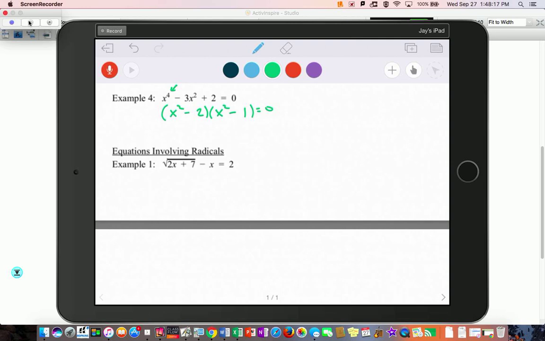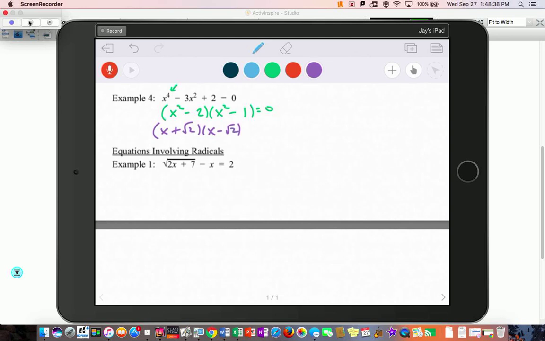Now, those are both difference of squares. Difference of squares, x squared minus a number. I can factor it into one that's x plus something and one that's x minus something. So the square root of 2 is not a nice number, so I'm going to just write square root of 2.